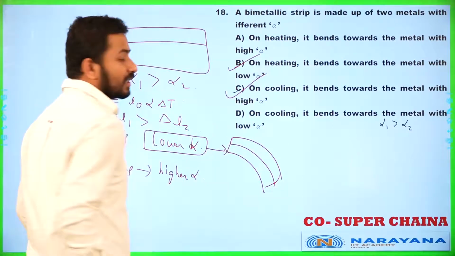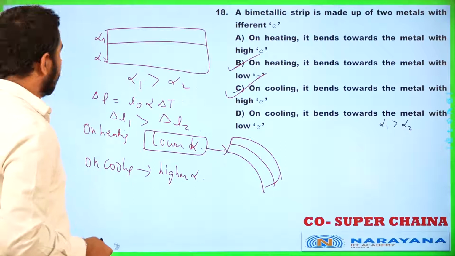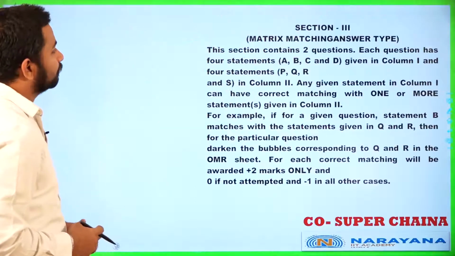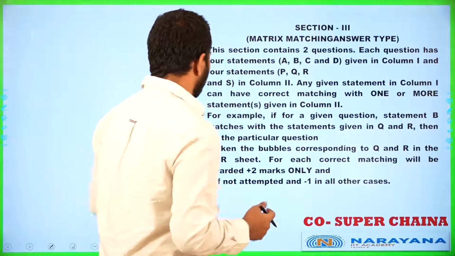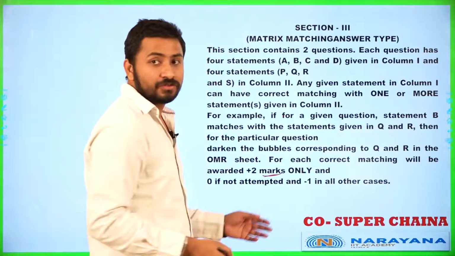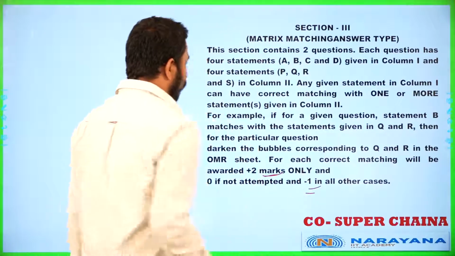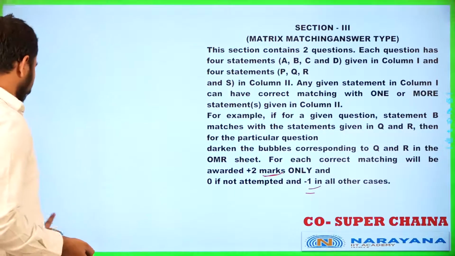So these two options are correct. From here I can say it, right? So let's proceed to the next one now. Now we have a third section. It is a matrix matching, and you know that for matrix matching you will be awarded plus 2 marks and minus 1 for all other cases.